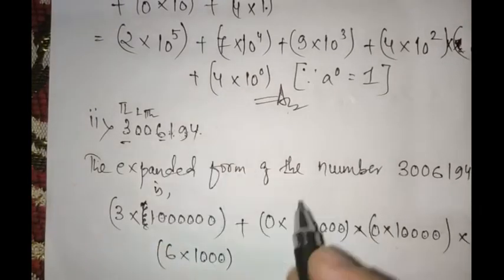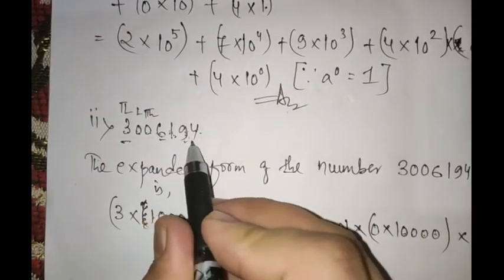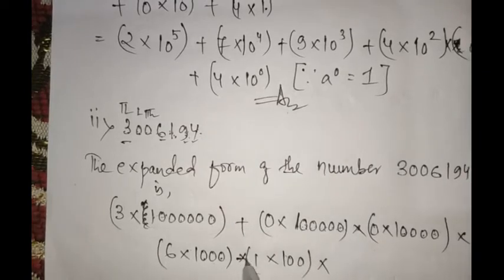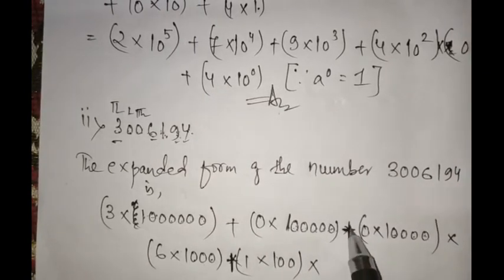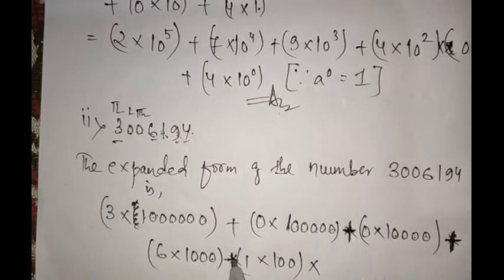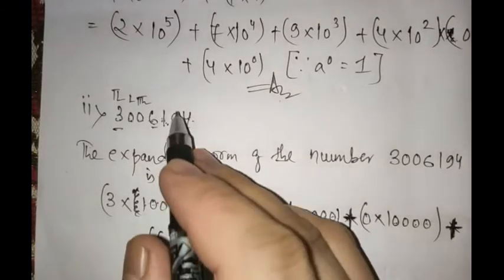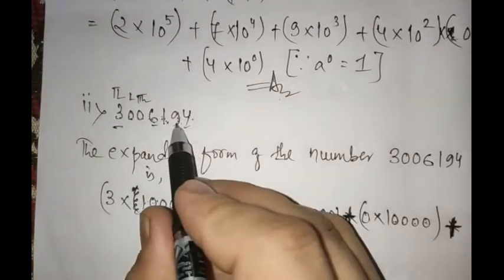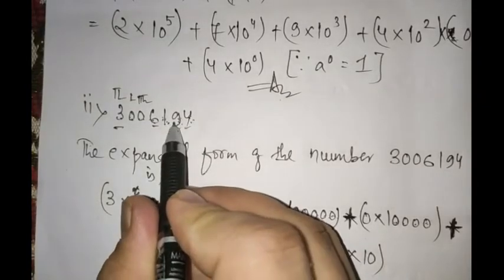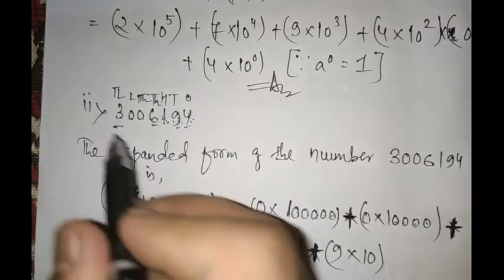Now what digit do you have next? 1 into, after 1 how many digits are there? 1 2. So multiply with 100. Similarly, sorry, here it will be plus. Here you have to put the plus. Okay, this was a mistake. Just put a plus here, and again here plus. Now next comes your 9. After 9 how many digits are there? 1 digit. So you will multiply with 10, because it is in the tens place. Ones, tens, hundreds, thousands. So this will move on like this, isn't it?